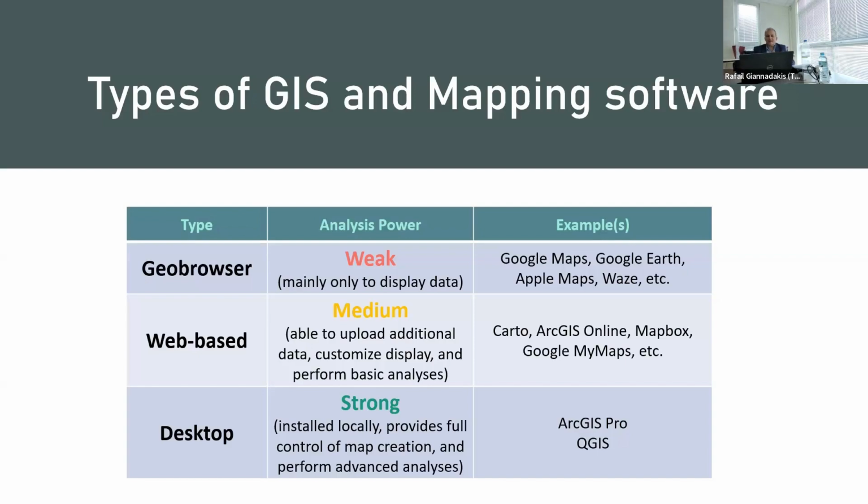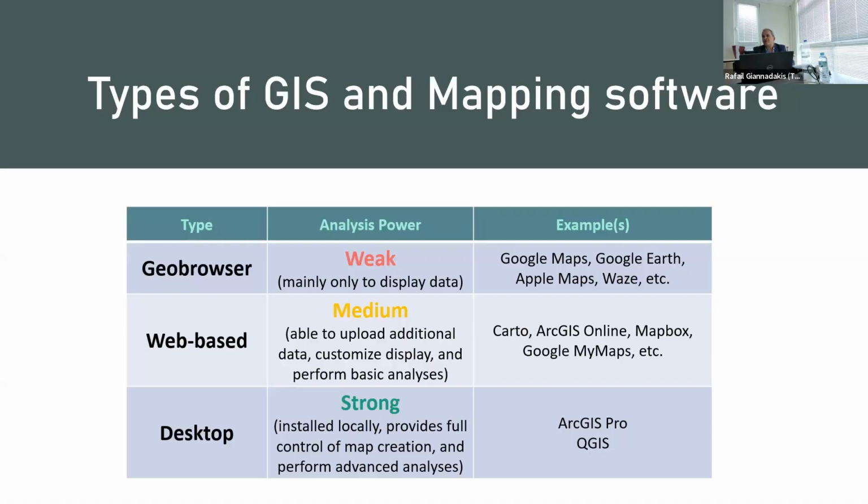So we have here a table. You can see the slide now. We have the types of GIS systems, and we say some words about their analysis power, how strong they are to answer some questions, and we have some examples. First of all, there are three categories. The first category is GeoBrowser.